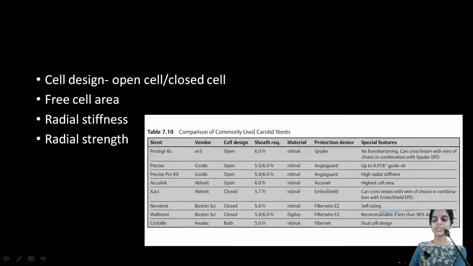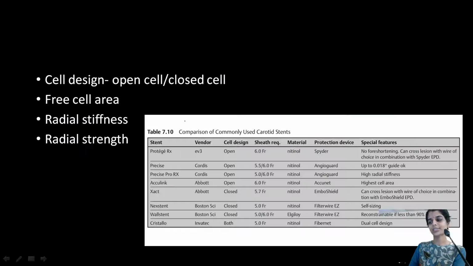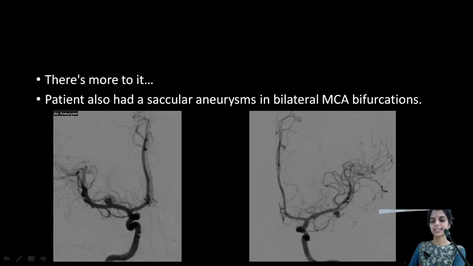So there are various commonly used carotid stents. Now this is a case of right ICA dissection, mainly C1 segment, so the cervical ICA dissection. So in the neck, commonly used carotid stents are all these: Protege, Exact, Precise, Wallstent, Neuroguard, and all.